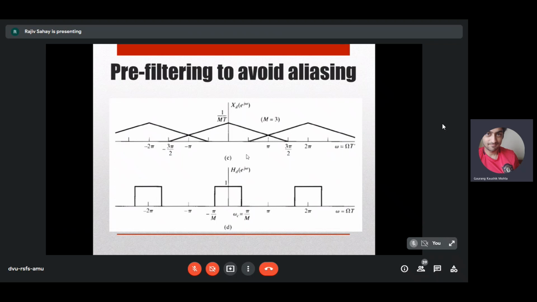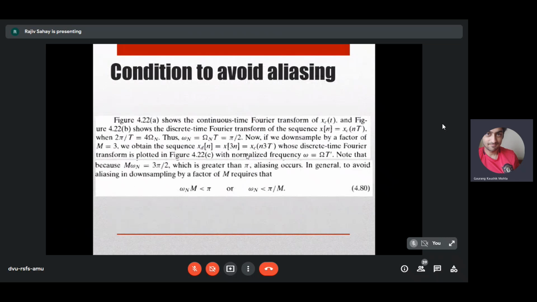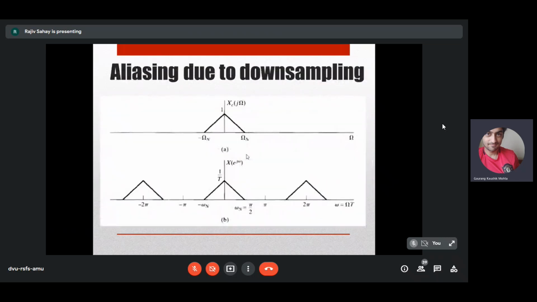So what is the solution? What should we do in order to avoid aliasing? The solution is to pre-filter your x of n. And how to pre-filter? That means we have to remove all frequency components beyond a certain cutoff frequency. Originally it had frequency components up to pi by 2. Now if I want to downsample the original signal, it is going up to 3 pi by 2. So I must reduce this pi by 2 to some lower value so that when it expands by a factor of 3, it will not go beyond pi. So pi by 2 should reduce to pi by 3. So that is the rule here.